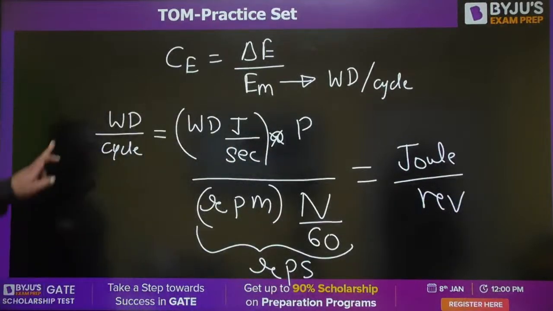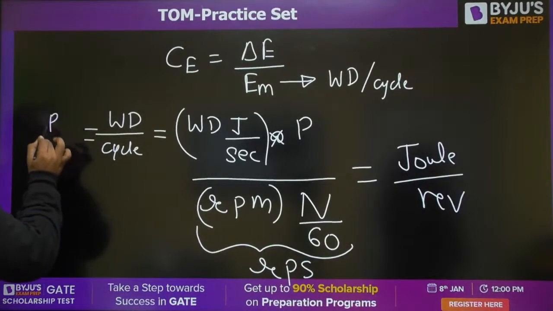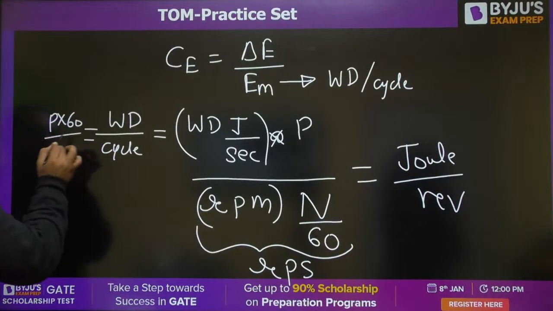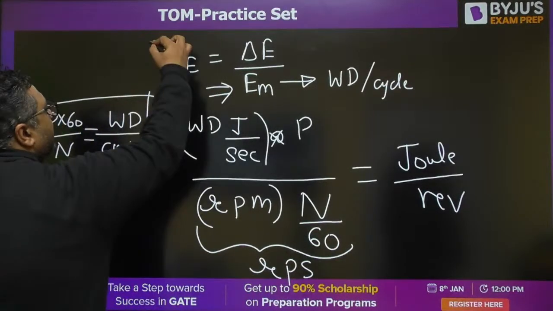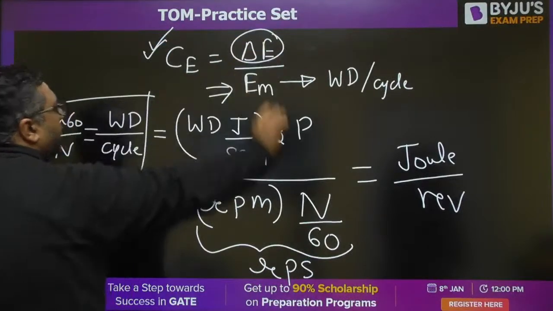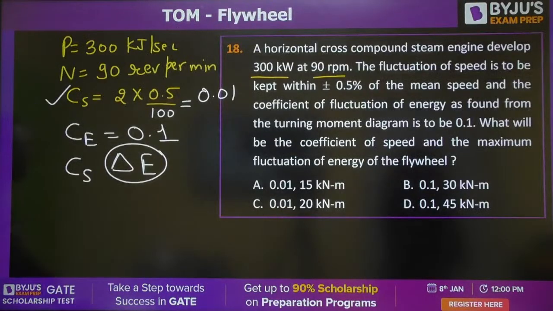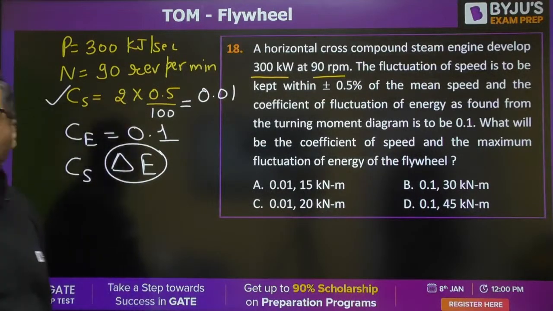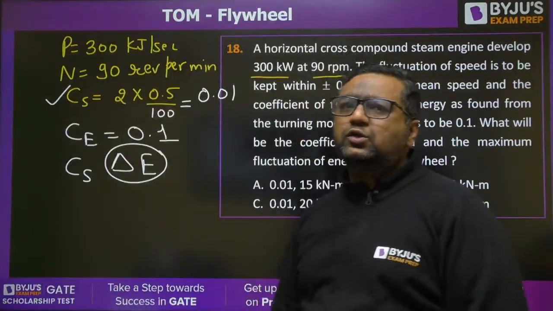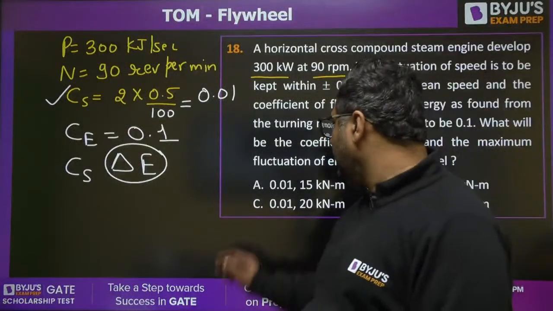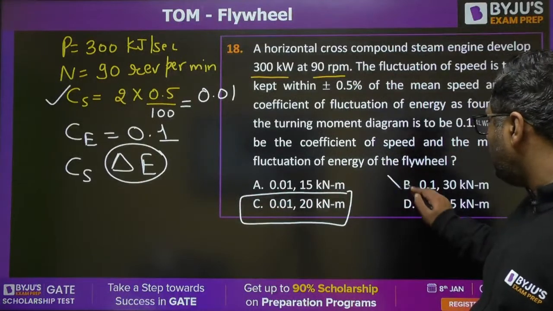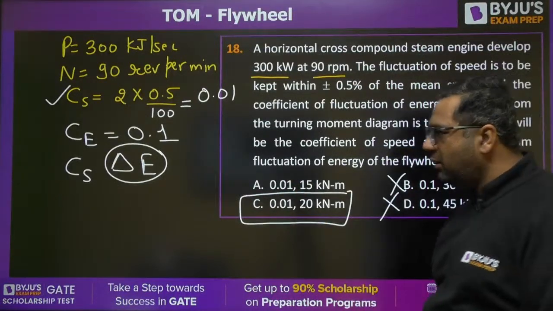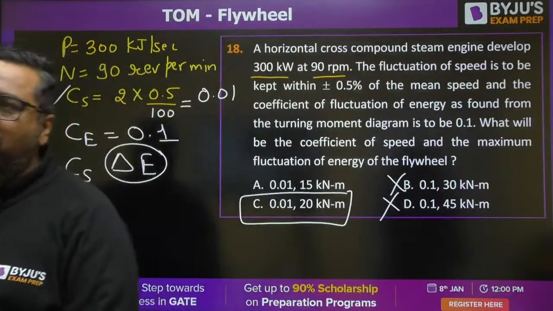So to get the work done in a cycle, you just need to do one thing. It is nothing but P into 60 divided by N. That is work done in a cycle, which is the value of E mean. CE is known to us. You need to find out delta E. Now please solve it. I have given you the hint how to solve it. Yes, Teju, you have already given the answer. So the answer for this would be 20 kilonewton meter. First of all, these two are wrong because CS value you got it. After that, you have found out the value.